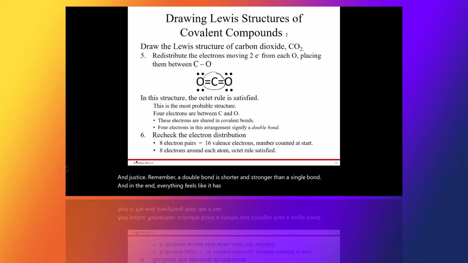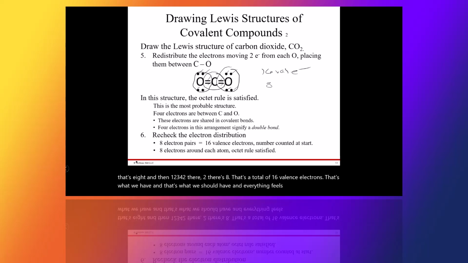Carbon feels like it has 8. Oxygen feels like it has 8. This oxygen feels like it has 8. We recheck the work one more time. Let's make sure our electrons are right. 1, 2, 3, 4. And then there's 2 there and 2 there, so that's 8. And then 1, 2, 3, 4, 2 there and 2 there is 8. That's a total of 16 valence electrons. That's what we have, and that's what we should have, and everything feels like it has 8, so we're in good shape.